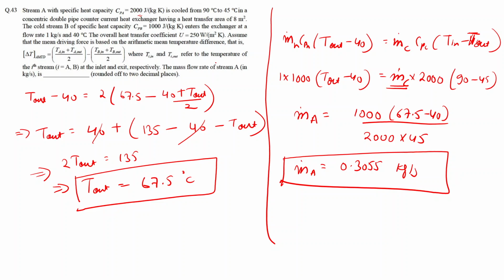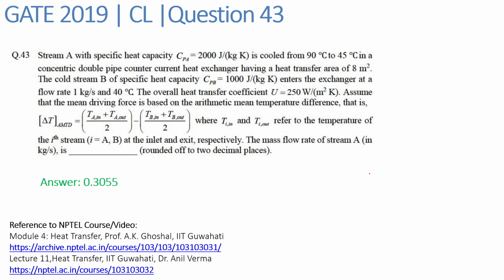So yes, the mass flow rate of stream A is given by this 0.3055 kg per second. And we have been asked to round up to 2 decimal places, so we can report the final answer as 0.31 kg per second.